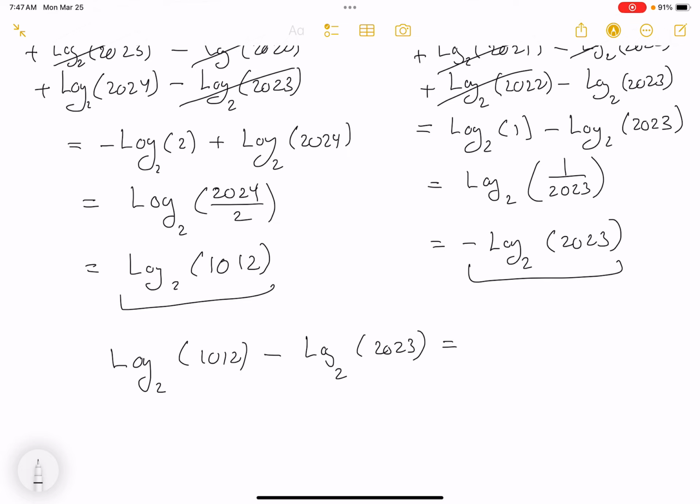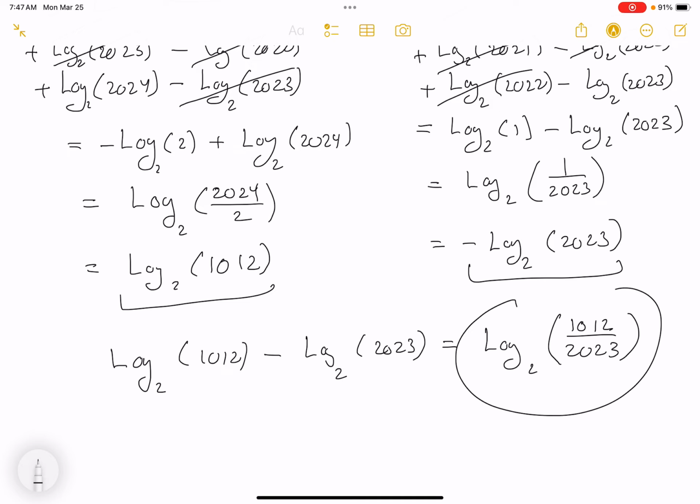And what are you going to get over there? You're going to get log base 2, and let's take a look at that. It's going to be 1012 over 2023. Now, I got to go back and read the question because I did sum all the roots together, all right? The sum of the roots. This is the sum of the roots, by the way. This is the sum of all the roots.